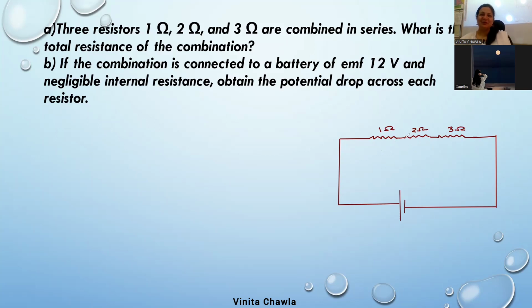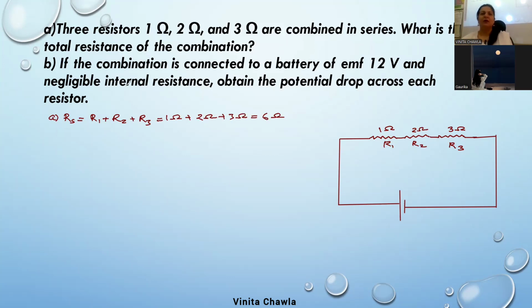Three resistors, 1 ohm, 2 ohm, and 3 ohm are combined in series. What is the total resistance of this combination? This is the first question. We can easily find the total resistance. Let this resistance be R1, this is R2, and this is R3, and they are connected in series. The net resistance RS is equal to R1 plus R2 plus R3. So we simply add these resistors: 1 ohm plus 2 ohm plus 3 ohm, and we get 6 ohm. So this is the total resistance of the combination.